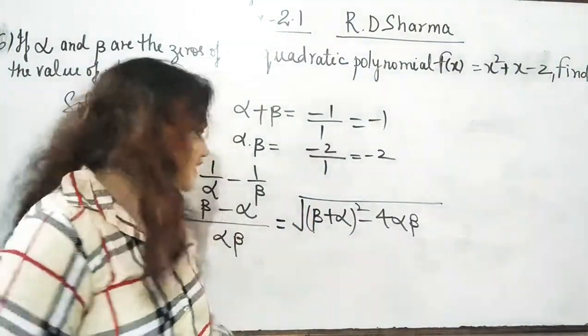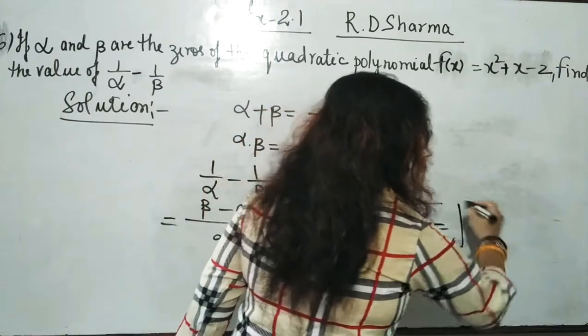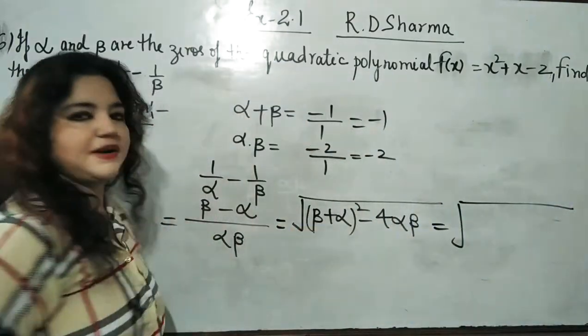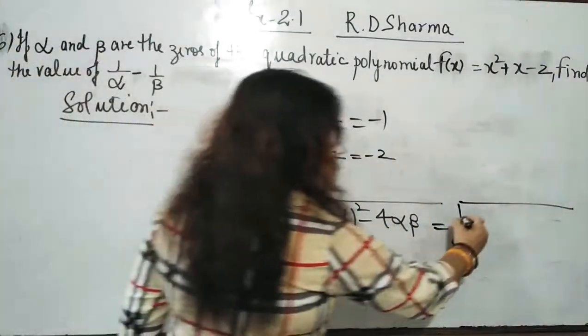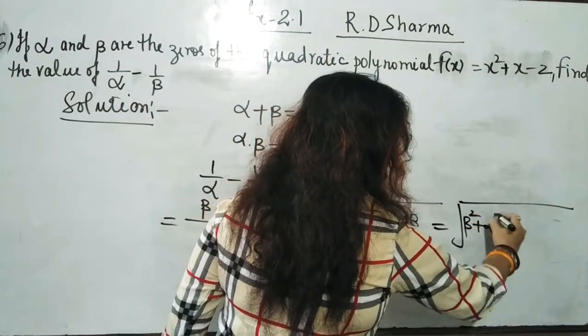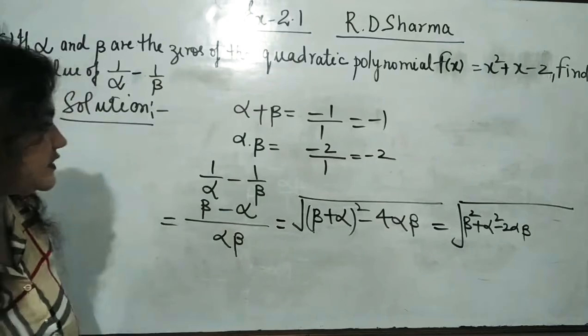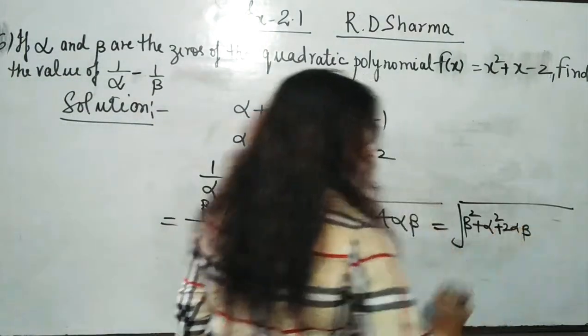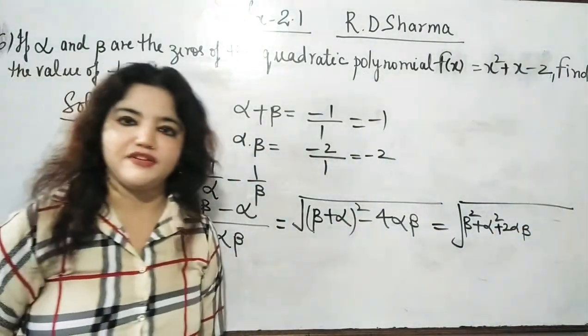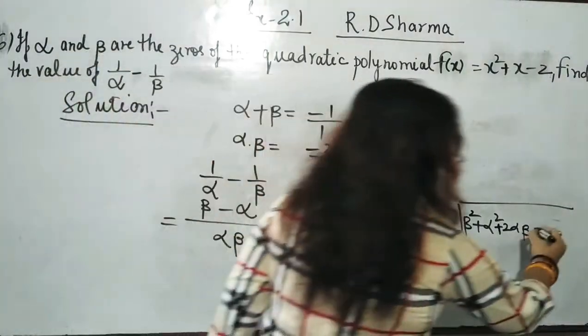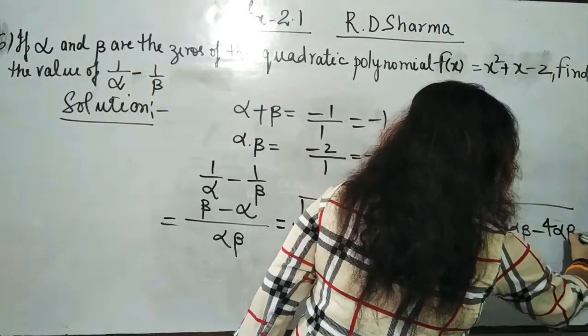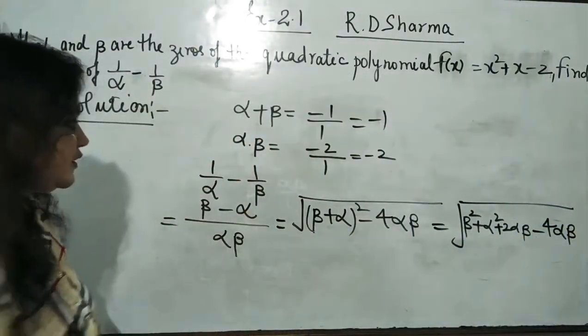Am I right? Or I should show you. Okay, I'm showing you. See how. We will just open the bracket, (a plus b) whole square. So this is a square plus b square plus 2ab. And we already have plus alpha beta, right? Beta square plus alpha square plus 2 alpha beta, and we already have minus 4 alpha beta. Okay?